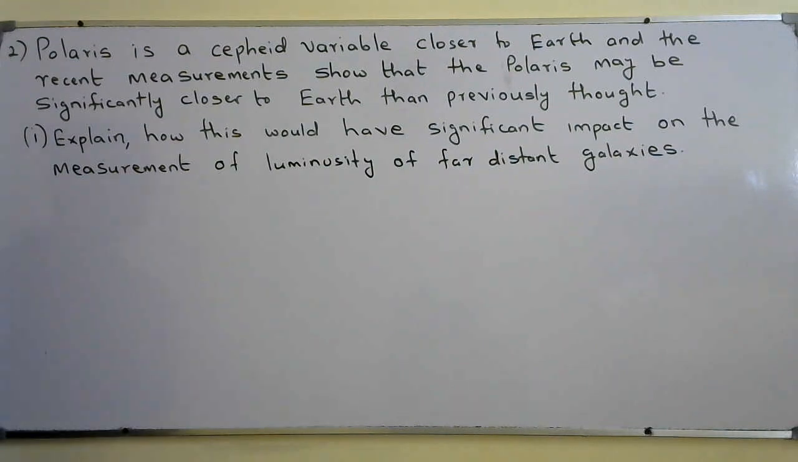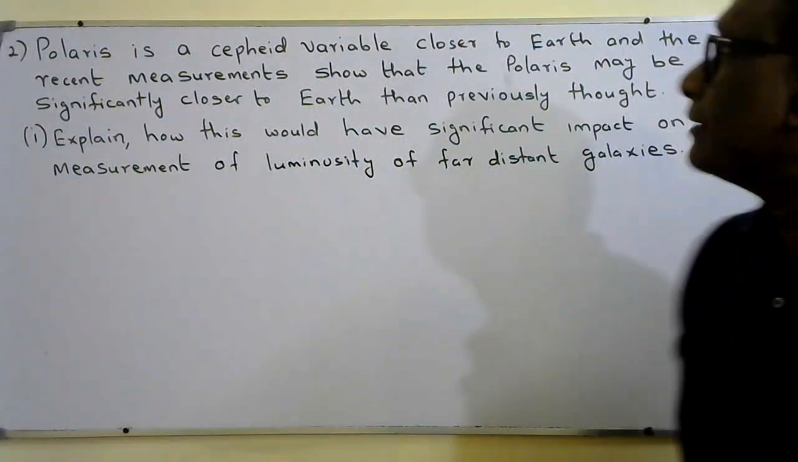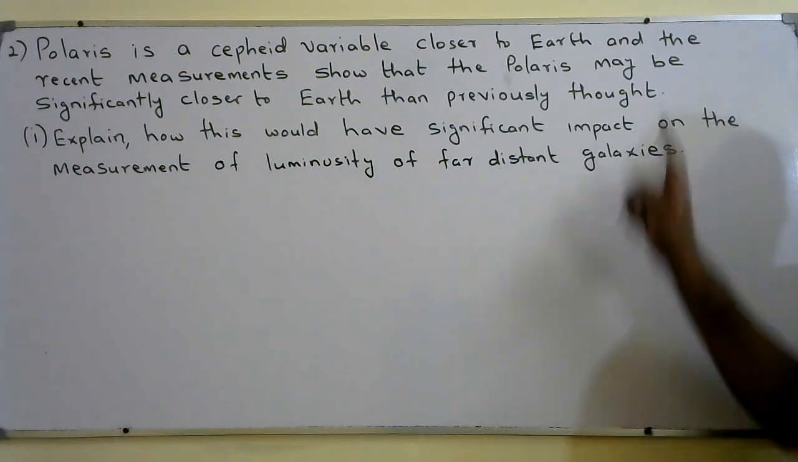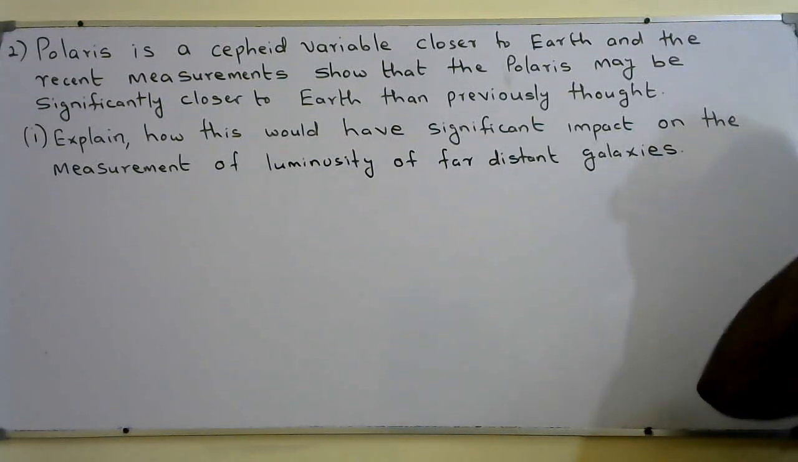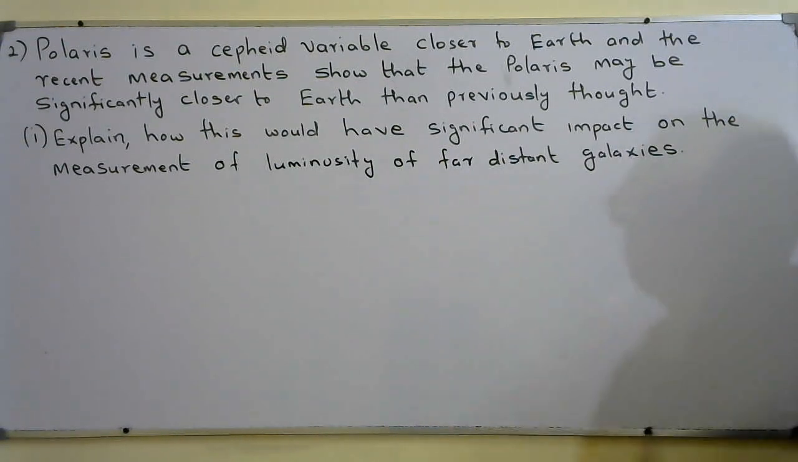Okay, the second question. Polaris is a Cepheid variable closer to our Earth, and recent measurements show that Polaris may be significantly closer to Earth than previously thought. So explain how this means there's an improvement in the measurement of distance of the Cepheid variable, which is Polaris. Earlier they thought it was far away, but later, by using more advanced, proper measurements, they found it is closer to us.